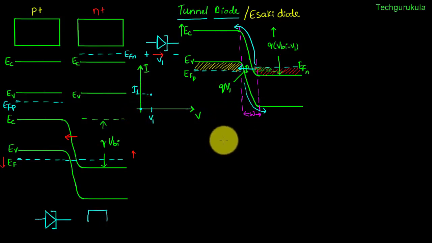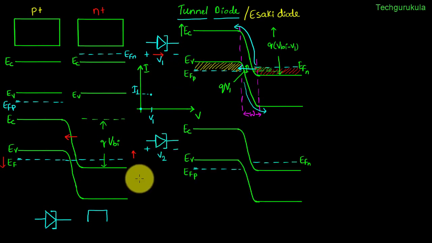Now in the next case, let us increase the forward bias that we applied from V1 to, let's say, V2. Once we increase the potential difference across the tunnel diode from V1 to V2, then the barrier potential would decrease, because it is q times (VBI minus V2). As V2 is higher than V1, this quantity would decrease. As a result, EFN would have been a little higher compared to this case, and EFP would be slightly below compared to this case. And now we have a lot of empty states here and a lot of electrons here.